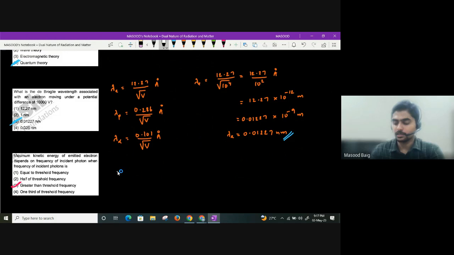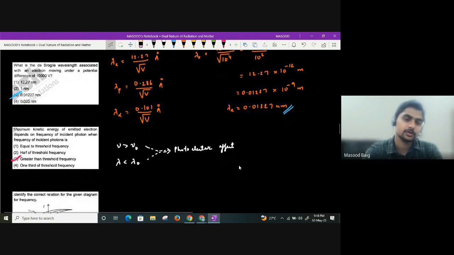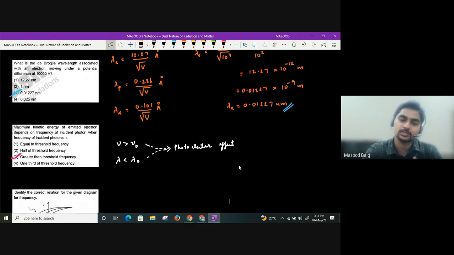When will photoelectric effect take place? If frequency is more than threshold frequency and wavelength is less than threshold wavelength. In these two cases, photoelectric effect takes place. And is it necessary that if frequency is more than threshold frequency, photoelectric effect will take place? Not necessary, guys. Right? Because efficiency of photoelectric effect is how much?